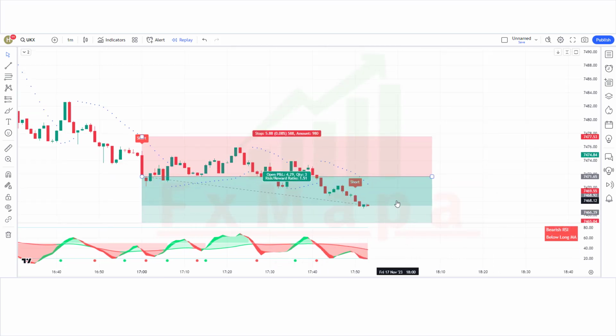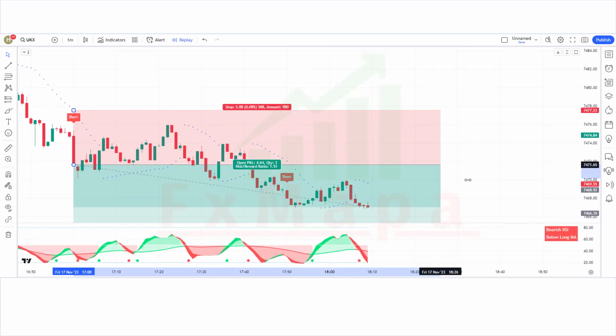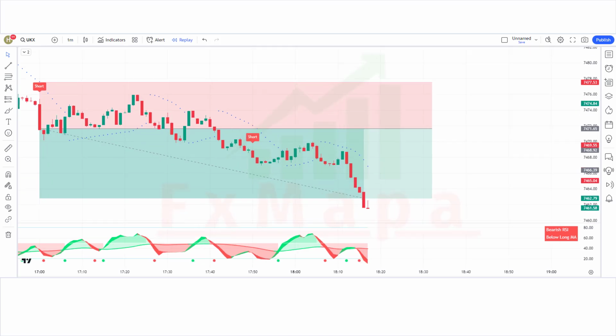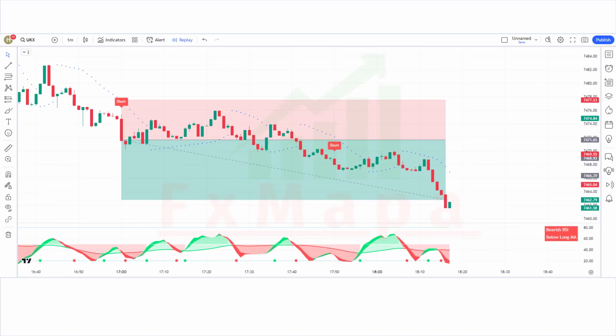Here our sell trade is already active, so we will not close the previous one. We have won the trade. Wait for the next signal.